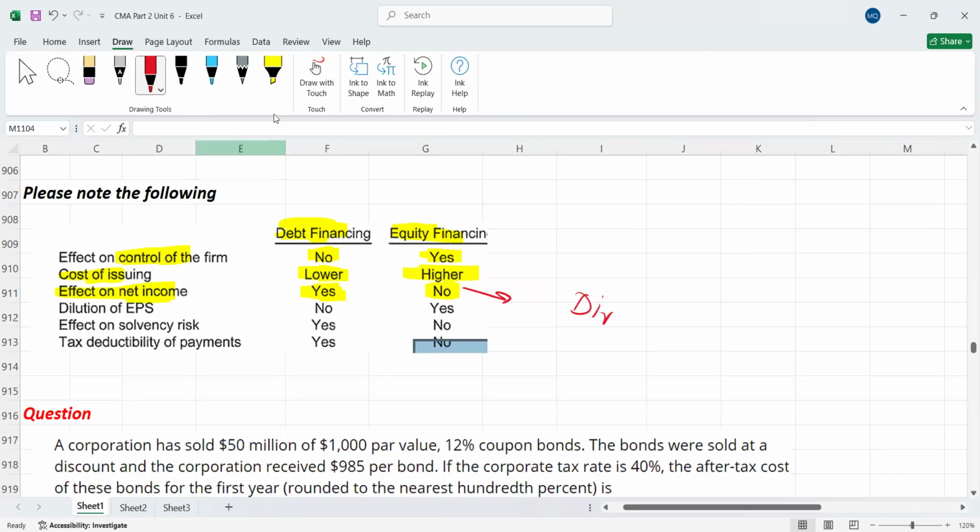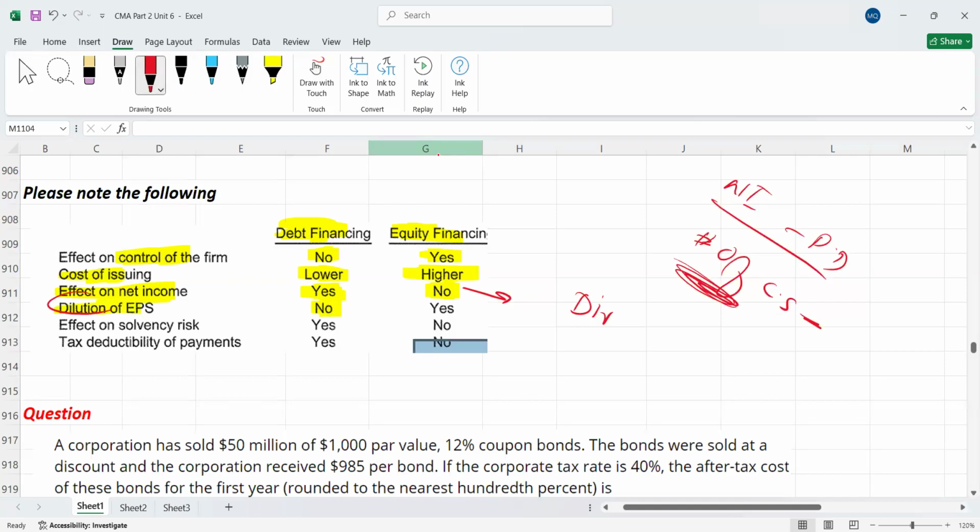Then dilution of EPS, like which financing option will dilute the EPS. Dilution means decrease in the EPS. Which financing will do that? For EPS, what is the formula? We take net income minus preferred dividend divided by weighted average number of common shares outstanding, right? So when we issue the debt, because I'm talking about dilution only, we don't have any number of shares here, right? But when we issue the equity, yes, the number of shares will increase, so your EPS may go down.